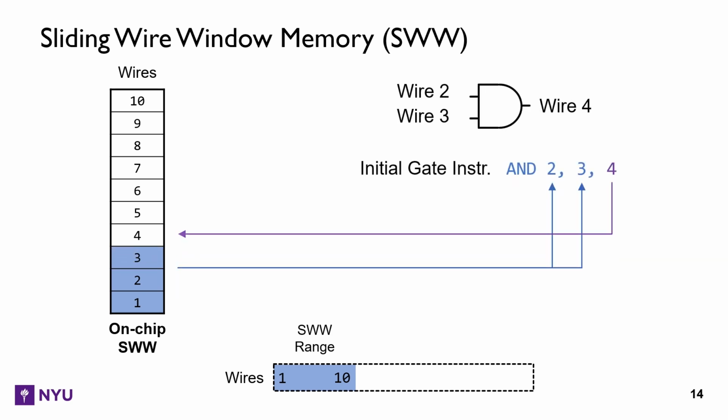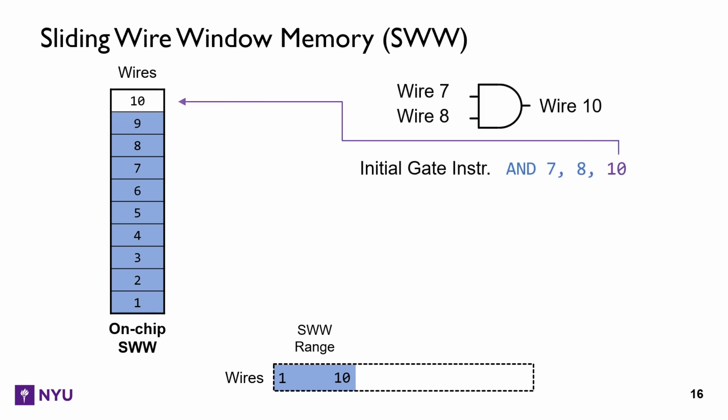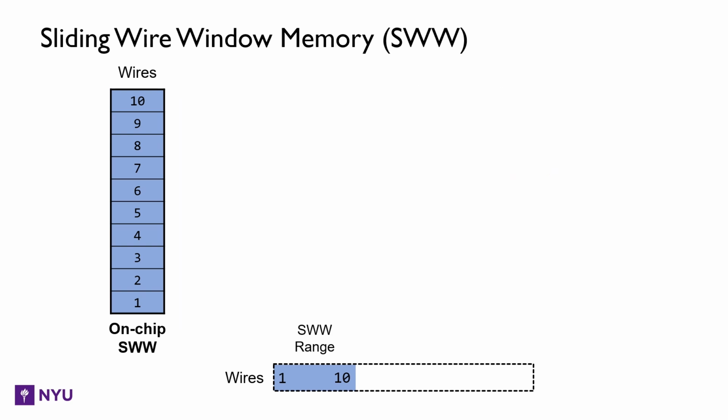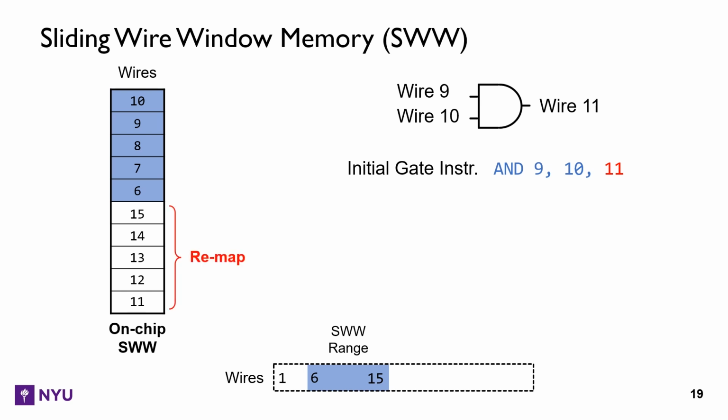In the next gate, newly generated wires will continuously occupy the new memory space, and finally run out of the on-chip memory. In this case, the new wire number 10 uses the last memory space. So in the next instruction, we don't have space for the new output wire 11. Of course, we can put it in the DRAM, but it will slow down the following reuse. So we decided to move the SWW range forward and reuse the memory space to map these new wires.